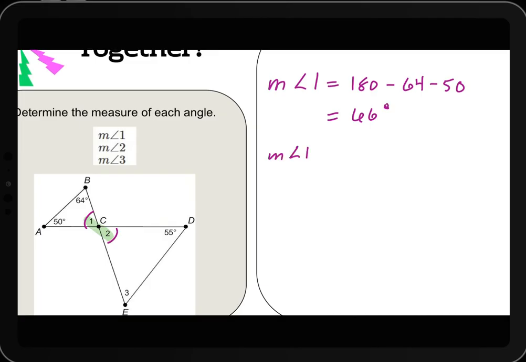The measure of angle 1 is equal to the measure of angle 2. The reason why they're equal, remember, is because they're vertical angles. Because they're vertical angles, they are equal to each other. So since angle 1 is 66, that automatically means angle 2 is 66 degrees as well.